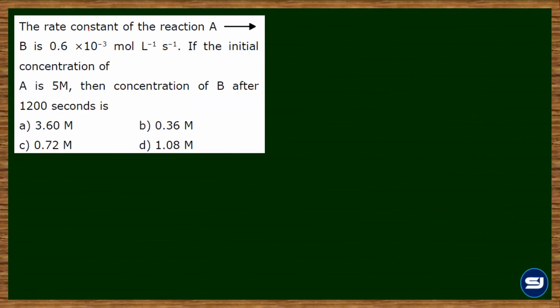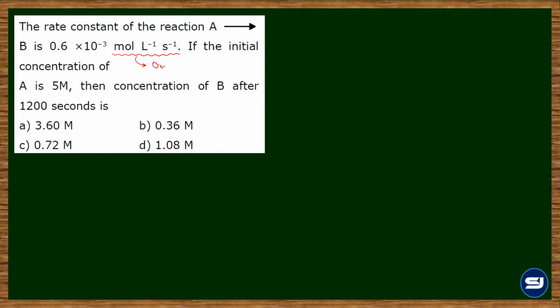From chemical kinetics, the rate constant of the reaction A to B is 0.6 into 10 raised to minus 3 mole per liter per second. If the initial concentration of A is 5 molar, the concentration of B, which is the product, after 1200 seconds is... Now, the thought process is that the rate constant unit always gives you the order.